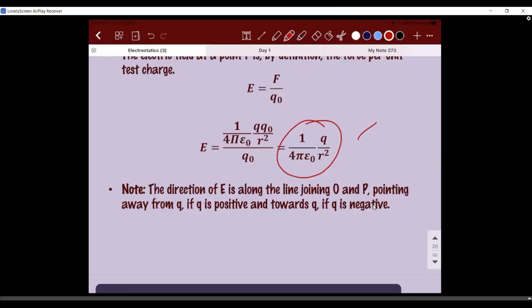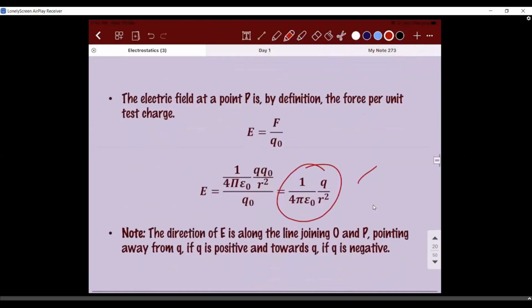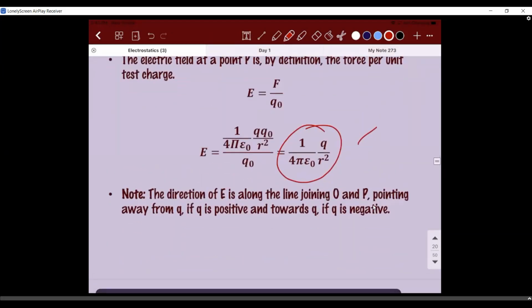The direction of electric field is along the line joining OP, pointing towards or away? Pointing away from Q. Why is it so? Because Q is positive. Similarly, it will be towards Q if Q is negative. Did you understand why? Because by default, what is the test charge? Positive. So a positive charge repels and a negative charge attracts. That is a simple logic. Am I clear, guys?